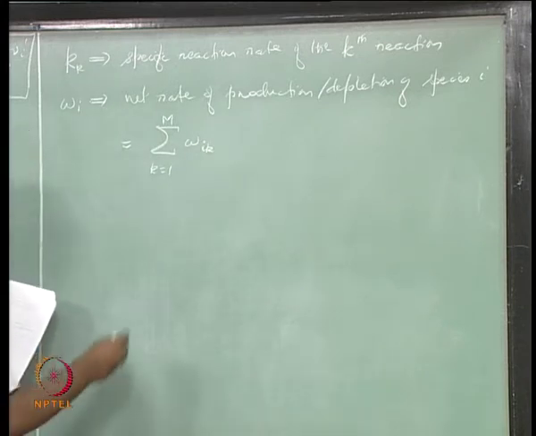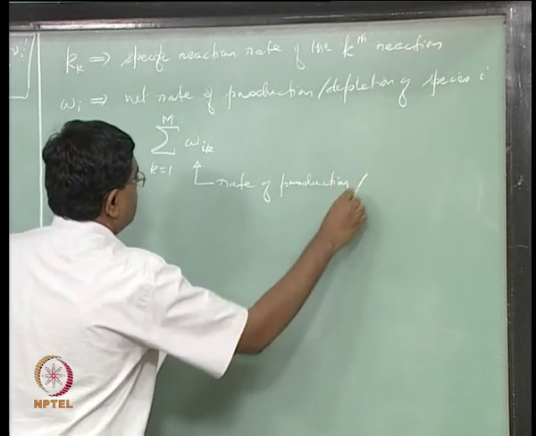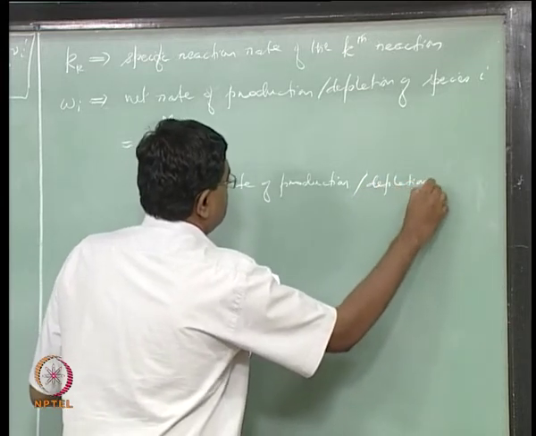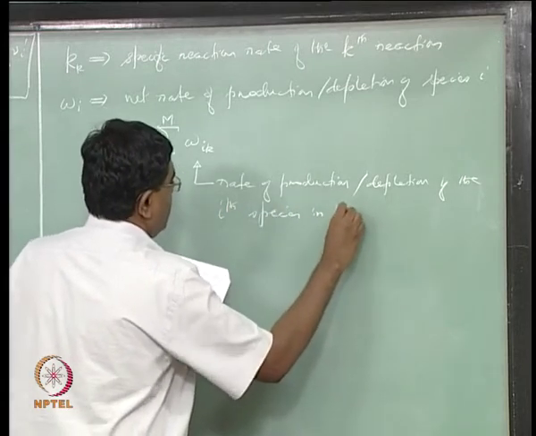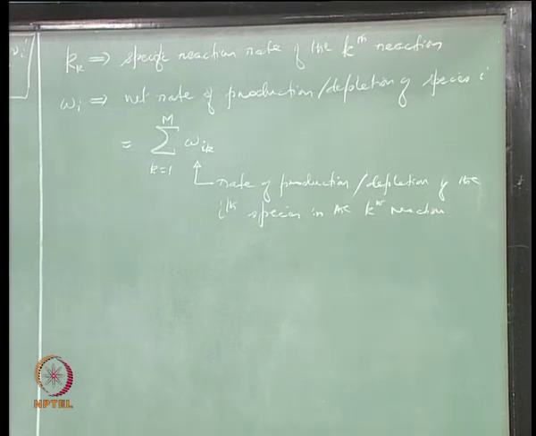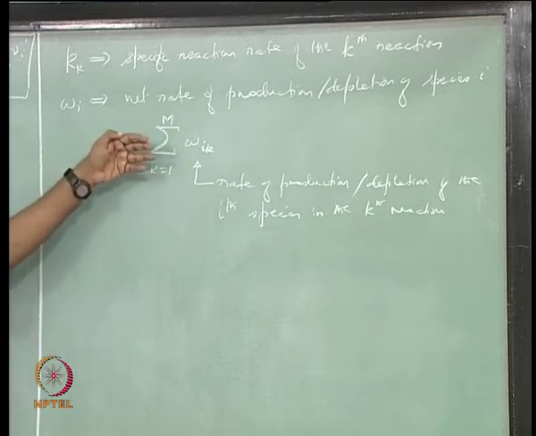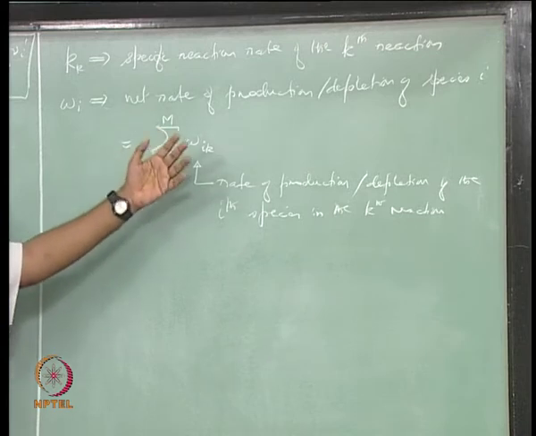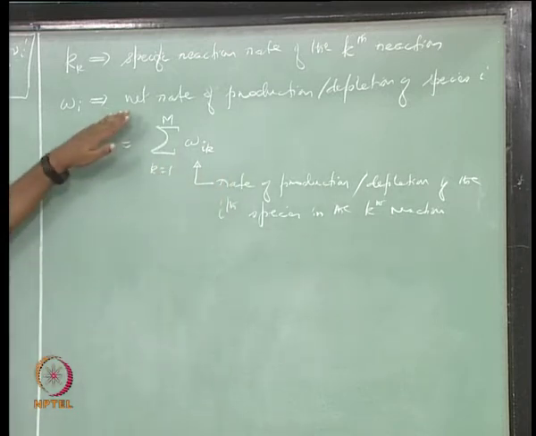Where omega ik is the rate of production or depletion of the ith species in the kth reaction. That means in every reaction you have some rate of production or depletion of each species, that is omega ik. You sum over all the reactions to find out. In one reaction omega ik could be positive, in another reaction it could be negative. If it is negative, that means it is depleting there, if it is positive, it is being produced there. Add up all that stuff algebraically and you should now get the net rate of production of that particular species, and that is what we will care about.